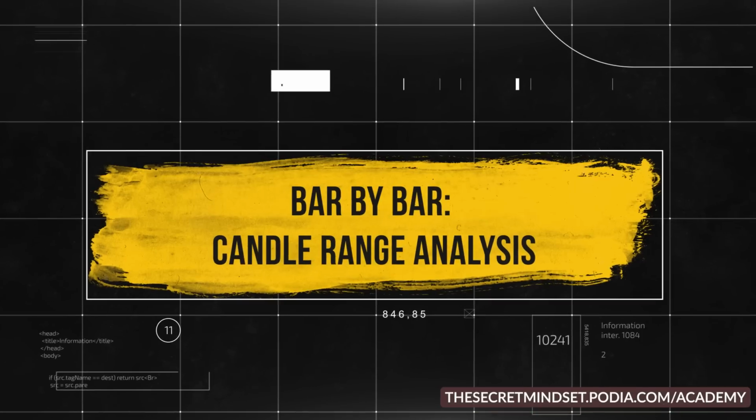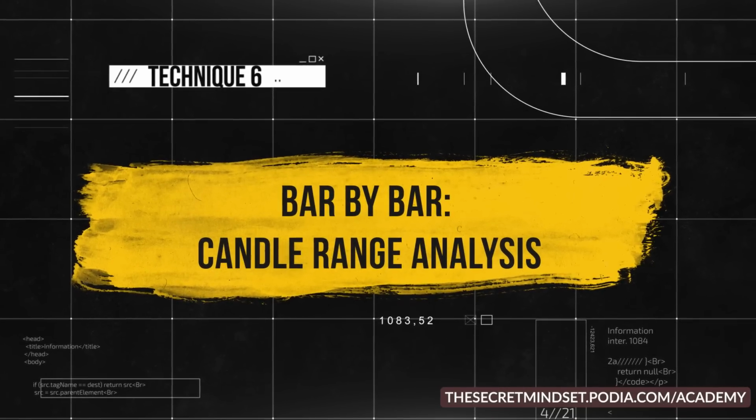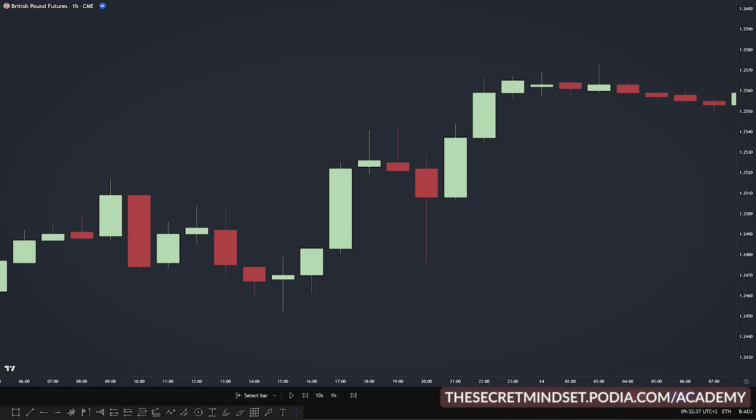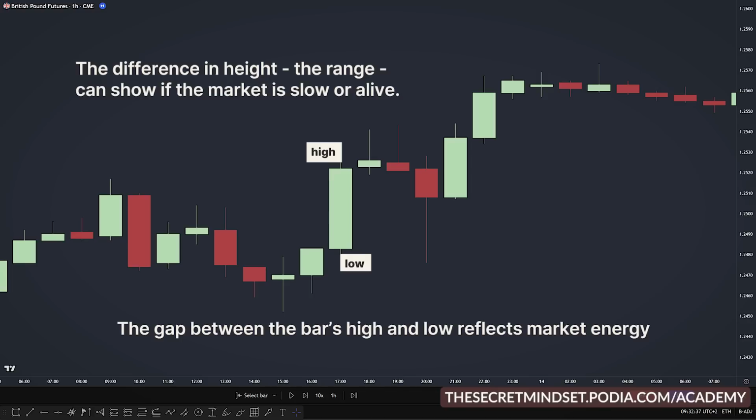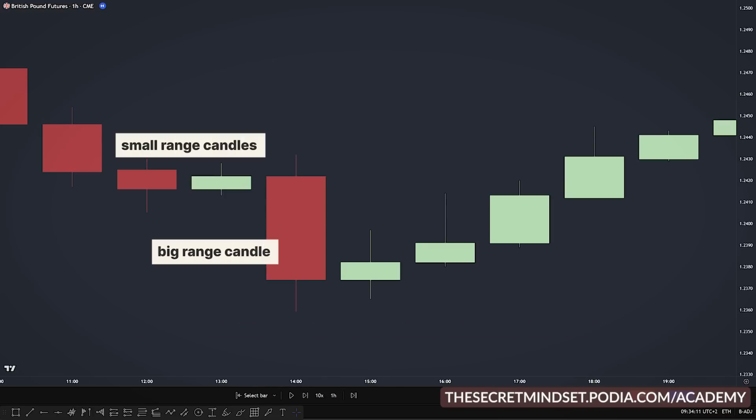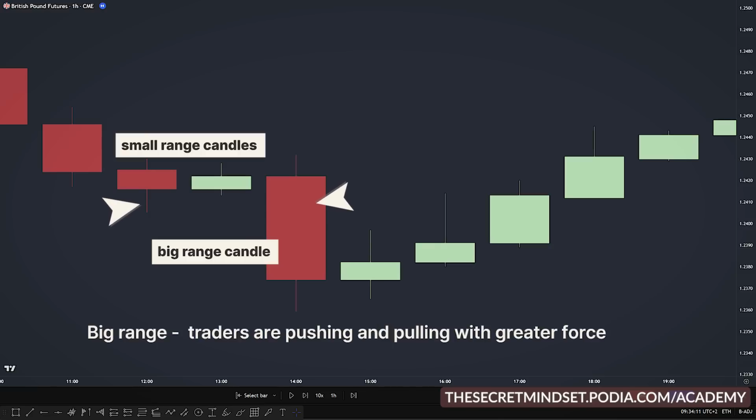Examining each bar's range is a simple way to see if price might break free or stay quiet. The gap between the bar's high and low reflects market energy. A bar's high reveals how far buyers try to push. A bar's low shows how far sellers try to push in that same period. That difference in height, known as the range, can show if the market is slow or alive. A big range can hint that traders are pushing and pulling with greater force. A small range can point to caution or waiting.